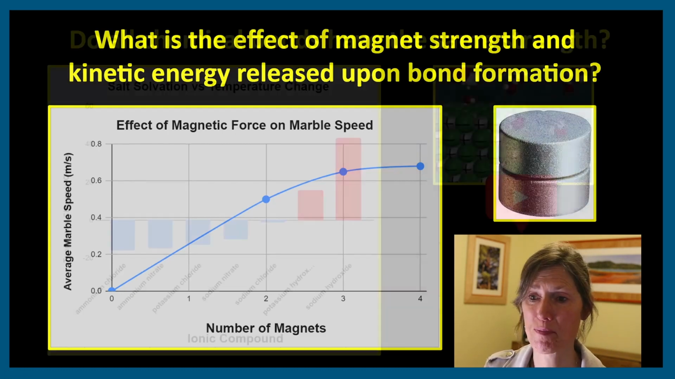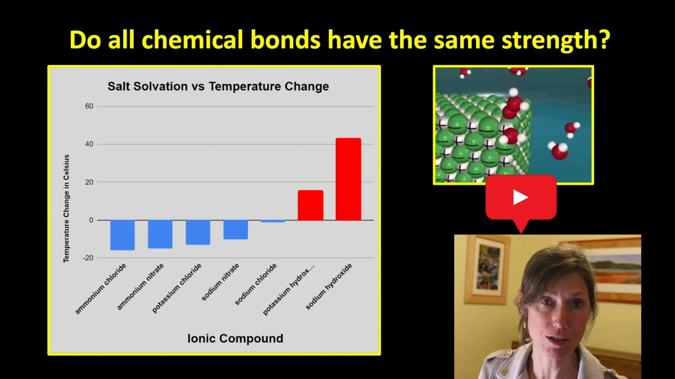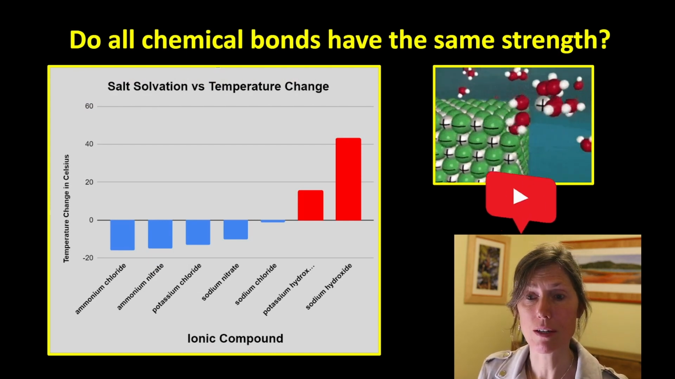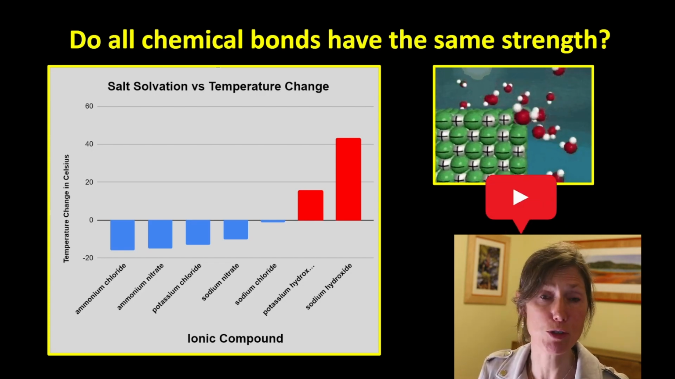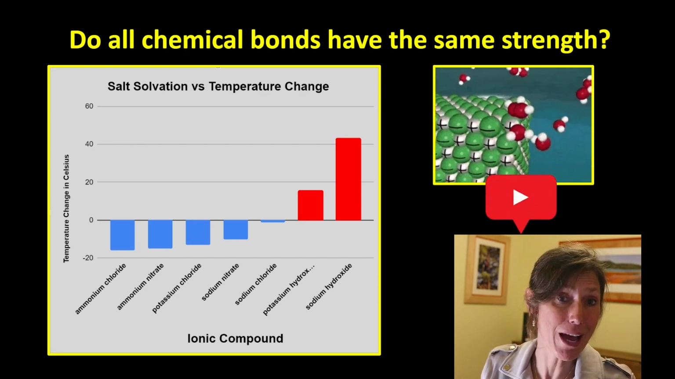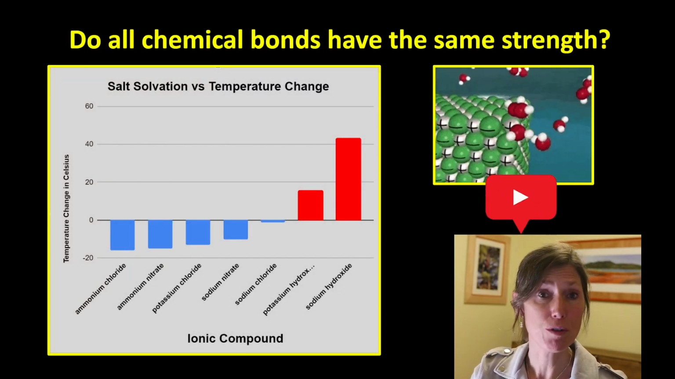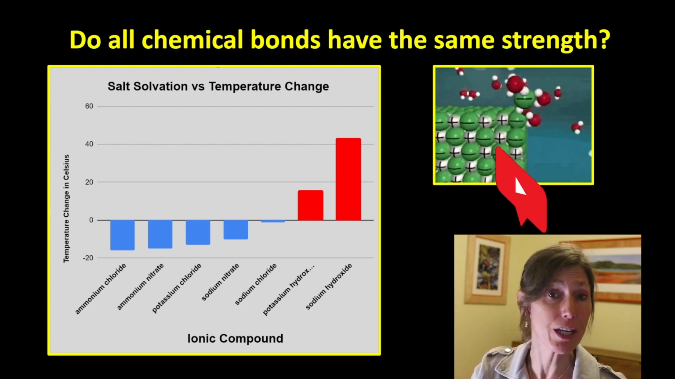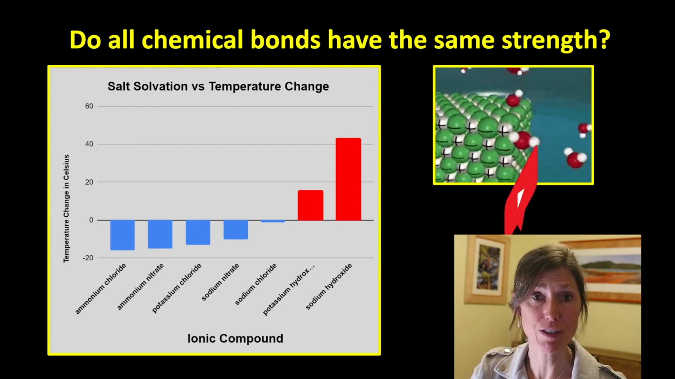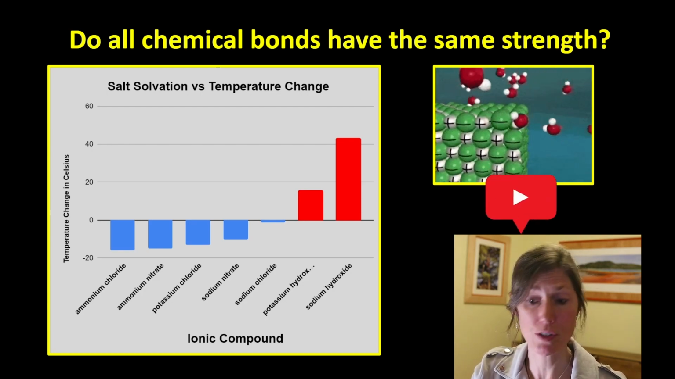Important concept. So that actually brings me to one of the other lessons within this storyline that basically involves the question, do all chemical bonds have the same strength? Just like, do all magnets have the same magnetic strength? Check out the video linked above that details how dissolving these various kinds of salts either causes the temperature to increase or decrease, evident from different kinds of bond strengths that hold the ions that make up these salts together.